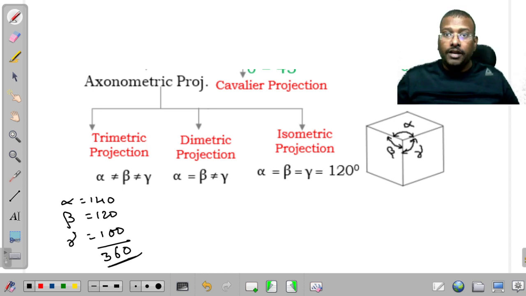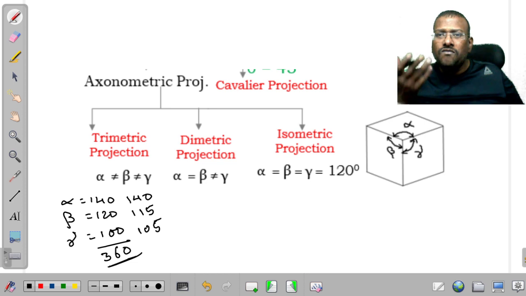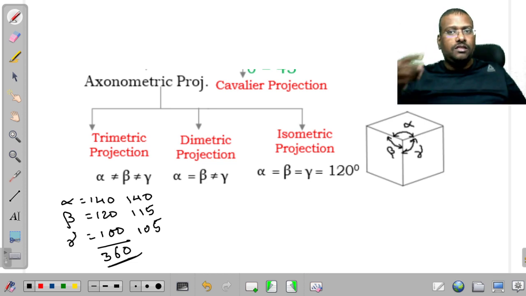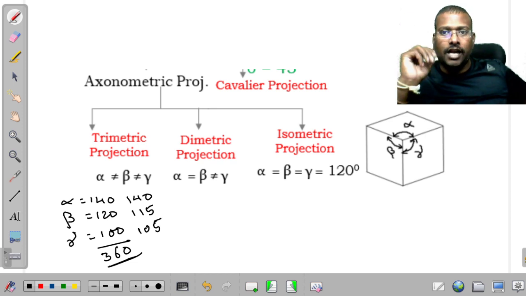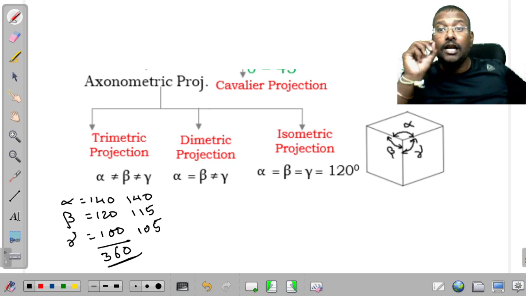Only this combination is not necessary. 140, 115, 105 is also another combination. Like this, how many combinations are there? Infinite combinations. So this is trimetric: these three values are different. Alpha is not equal to beta, beta is not equal to gamma. Then it is called trimetric projection.